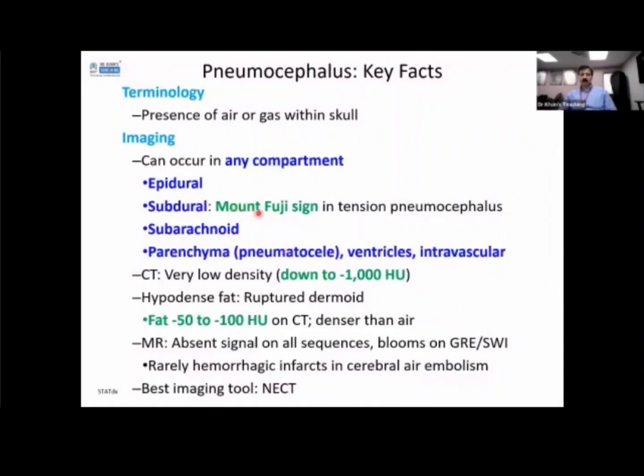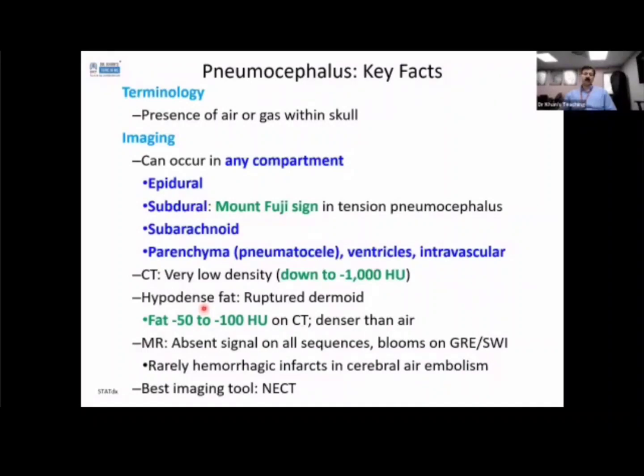There is a sign which we call the Mount Fuji sign, which is at times seen in tension pneumocephalus. I'll show you. This is an extremely important concept, and you will use it in your exam very often. When you see something low density in the CSF, blacker to the human eye as compared to the CSF, it can either be air or it can be fat. Remember the case of ruptured dermoid. Fat will be low density.